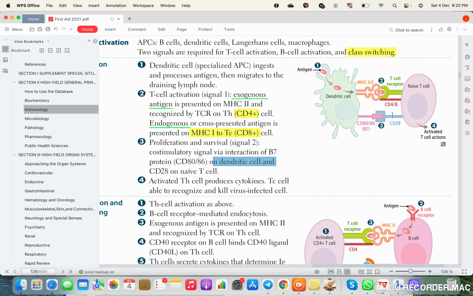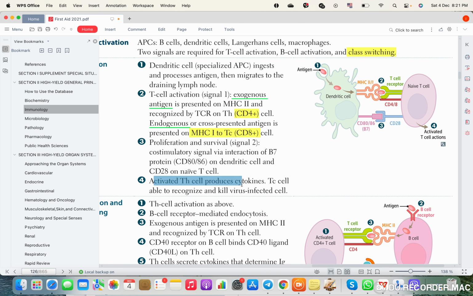So notice you needed two signals. Signal number one, MHC with T cell receptor signal. The MHC class 1 or 2, depending on if it was exo or endogenous, basically led to the cross-linking with the T cell receptor, which led to basically activation of the naive T cells to become activated T cells. While the co-stimulatory signals, after the first signal happened, make sure that this process will keep going, okay?